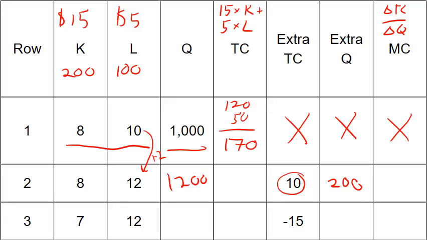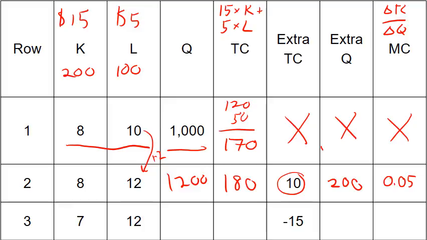My total cost is going to rise by $10. The new total cost will be $180. And I can very easily determine marginal cost. Total cost rose by 10. Output rose by 200. 10 divided by 200 tells me the marginal cost is going to be 0.05, or one nickel.